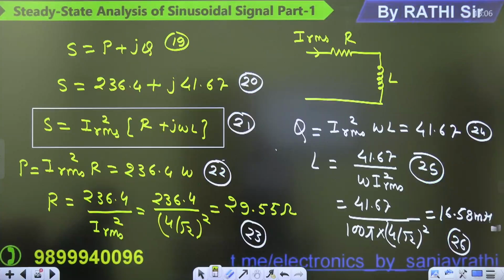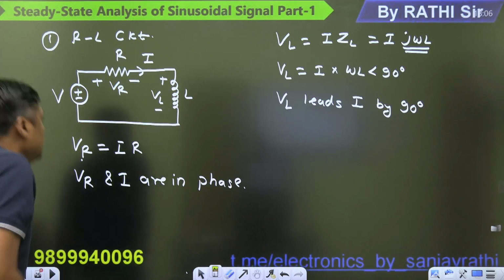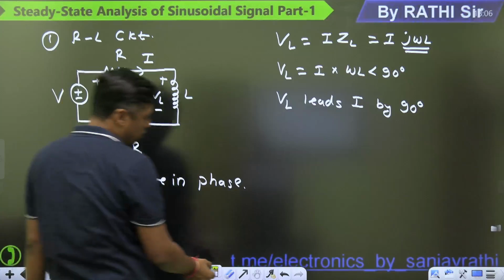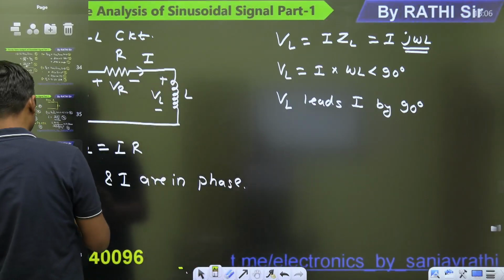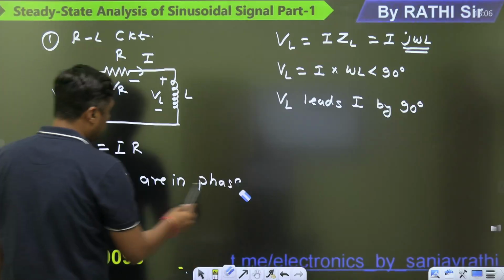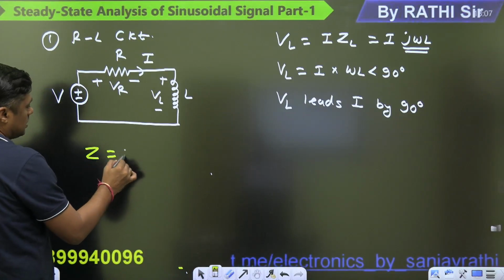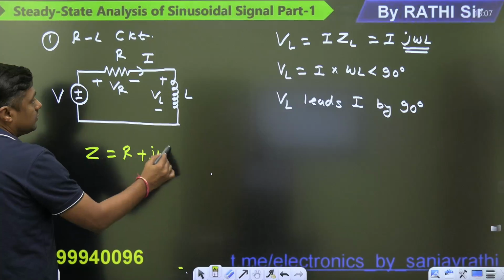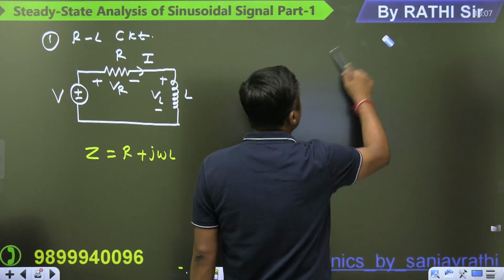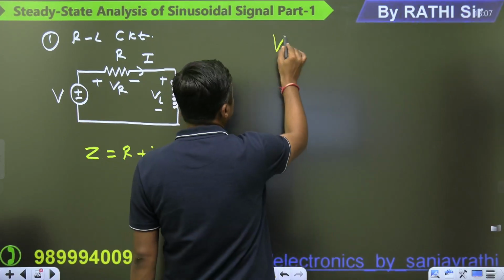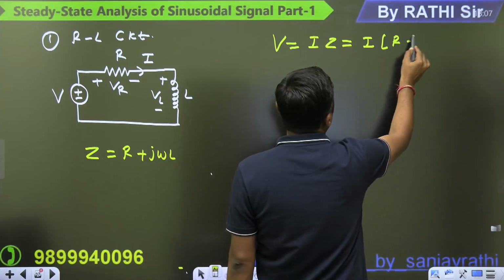In an inductive circuit, V and R are in the same phase. You can write the impedance directly as R plus j omega L, or from this you will get the idea. What is the V? By KVL, V is I into Z, I into R plus j omega L.